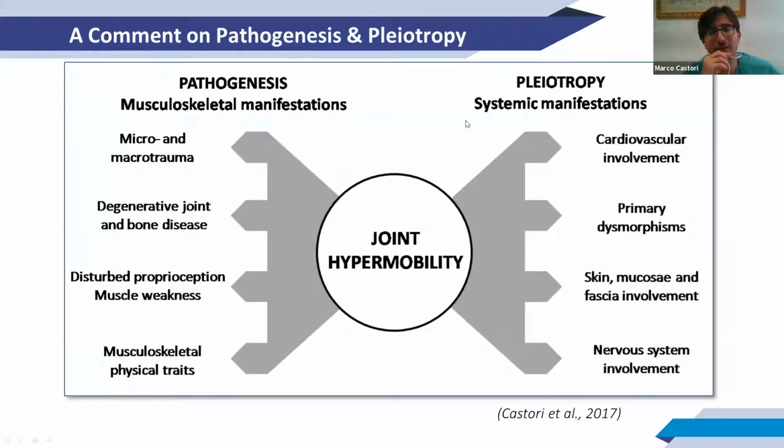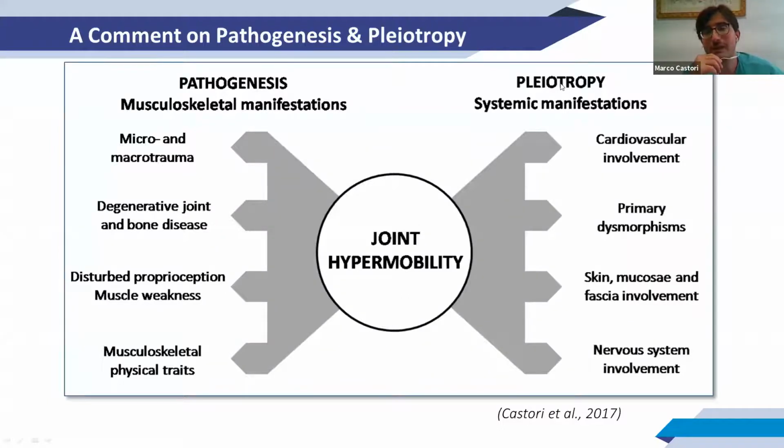On the other side of the slide, you can find the term pleiotropy. Pleiotropy is a quite famous term in genetics. It is the ability that a gene, or more specifically, an allelic variant of a gene has to influence the development, so the morphology and the function, of two or more structures independently.